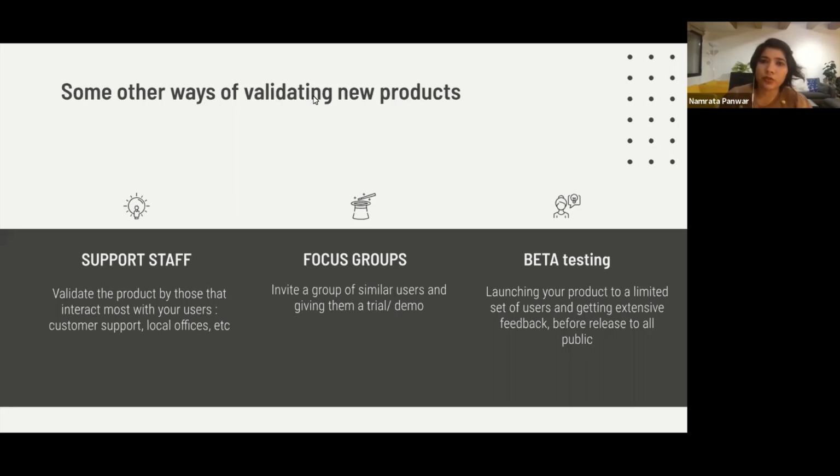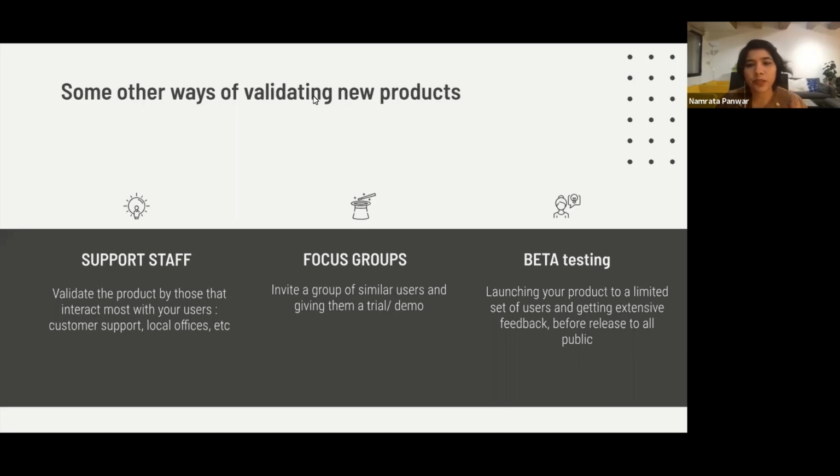The second one is to actually have focus groups. Here, you should be inviting a limited set of users to your office, or to an online version of your office, and giving them a trial or a demo of your product before actually starting to think about development. That would also give you some very good early insights and some directional feedback that can really shape your product and the future of your product.